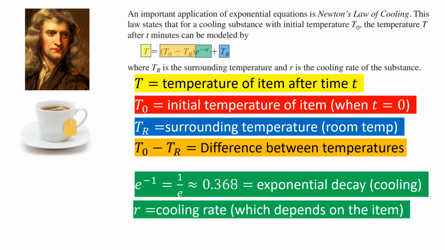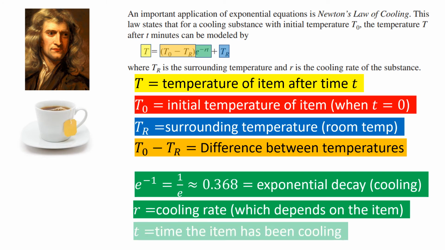The R is the cooling rate, and that's going to change depending on what the item is. A piece of ice is going to cool at a different rate than tea or stew or any kind of item that's going to cool down. Your skin, depending on what the item is, that R will fluctuate. So we'll have to be told what that R equals. And finally, T is time. And that's the time that something has been sitting and cooling. We had a tea kettle on the stove, it was boiling, we took it off, we poured the tea, and now we've been waiting for 15 minutes, that's T.